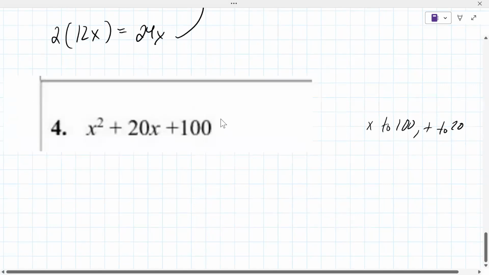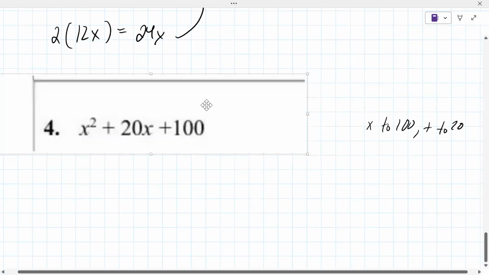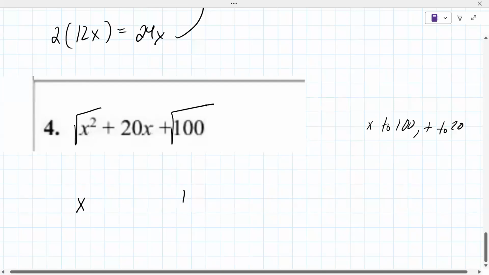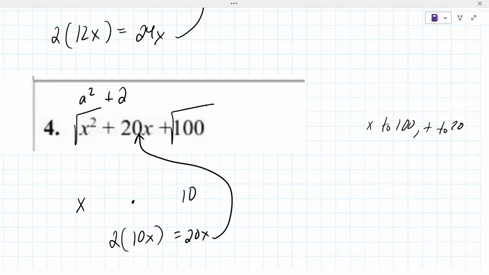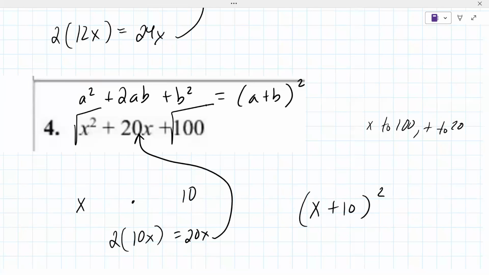But this is another perfect square trinomial. The shortcut here is you take the square root of the first and the square root of the second. That's x, and that's 10. You double it, and does that equal the middle? Yes, it does. So this has the form we're looking for: a squared plus 2ab plus b squared, and this becomes a plus b squared. So the answer to this one would be x plus 10 squared. Got it.